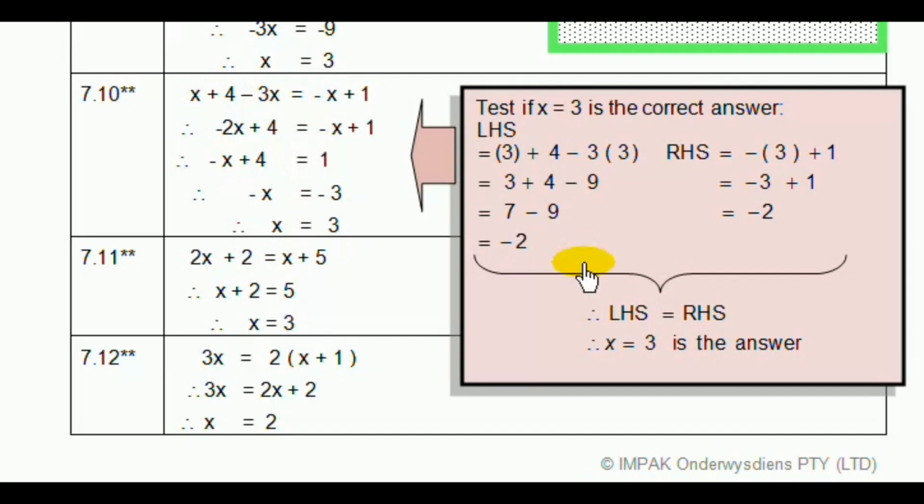Now, I've done it here in this way. The right hand side, that's the x plus 4 minus 3 times x, there it is. Substitute your x with 3 and work that out. And that will be minus 2 if your answer is correct. Now take your right hand side, minus x plus 1, and substitute the x with a 3, then you'll get minus 2 as well. So your left hand side and your right hand side are exactly the same, and therefore the 3 is the answer of that equation.